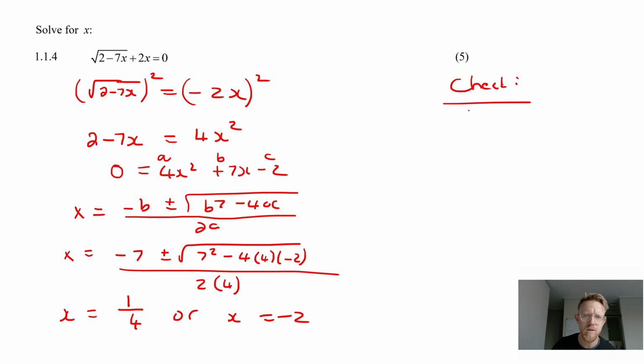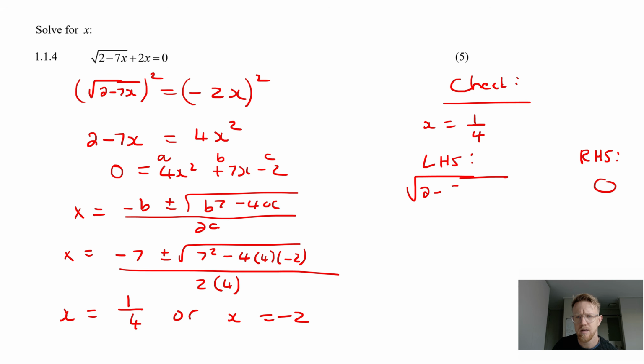The way that you do it is you just plug in, let's start with our first value, into the left side of the equation and the right side of the equation. So here's the left side of the equation, and here's the right side. We see that the right side is just equal to 0. So on the left, you would get the square root of 2 minus 7 times 1 over 4 plus 2 times 1 over 4. And let's see what that gives us.